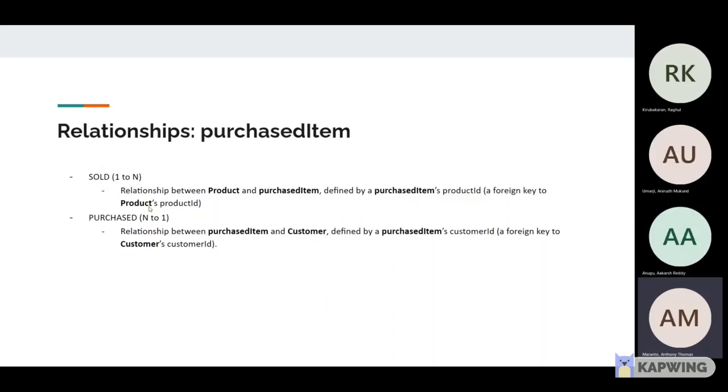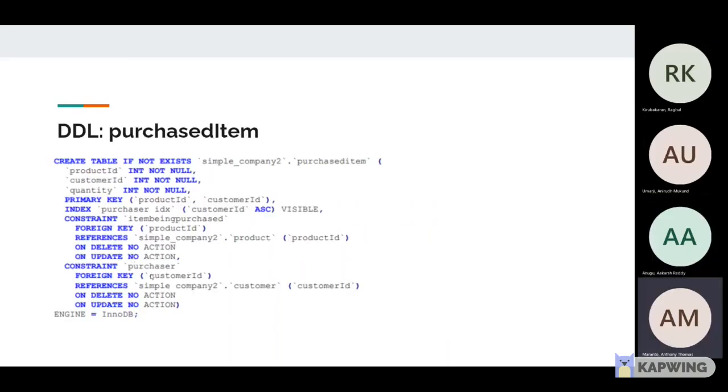Essentially, the sold relationship describes the relationship between product and purchased item, saying this product was sold to this customer and purchased. Likewise, this purchased item was purchased by this customer. So the DDL is relatively simple. Once again, we created it in our simple company table. The primary key is both product ID and customer ID, because again, this entity can't exist without these foreign key references.